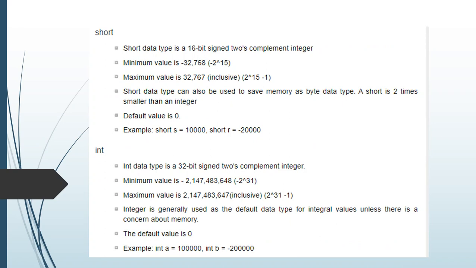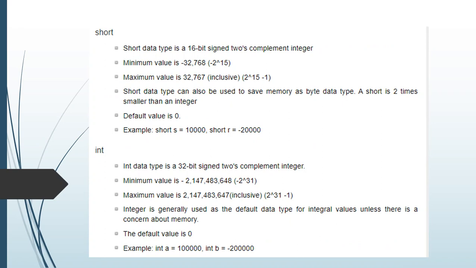Short. Short data type is a 16-bit signed 2's complement integer. Minimum value is -32,768, -2^15. Maximum value is 32,767, inclusive, 2^15-1. Short data type can also be used to save memory as byte data type. A short is 2 times smaller than an integer. Default value is 0. Example: short s = 10,000, short r = -20,000.